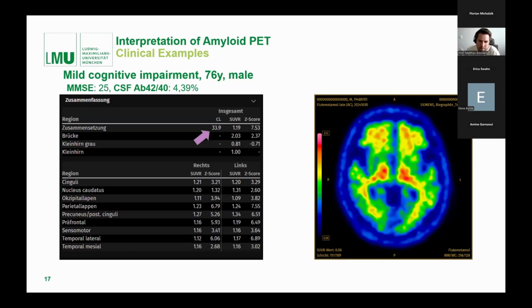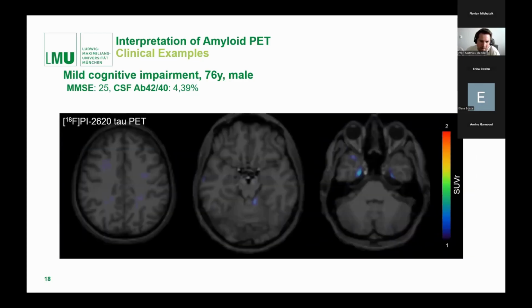Yeah, so what to do with this case? And I think again, here this combination of amyloid PET quantification and tau PET can help because you can nicely see that this case, even with this very harsh SUVR threshold, does not show any tau signal. So of course, now you need to think what about the diagnosis and what to do with this patient.